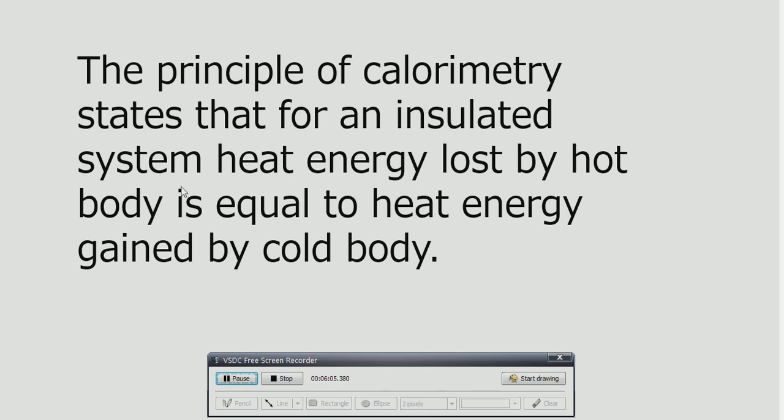Heat energy lost by the hot body is equal to the heat energy gained by the cold body. This whole statement you need to write. Please, please, please don't write it with an equal sign. Write: heat lost by the hot body is equal to heat gained by the cold body. So this is the principle of calorimetry.